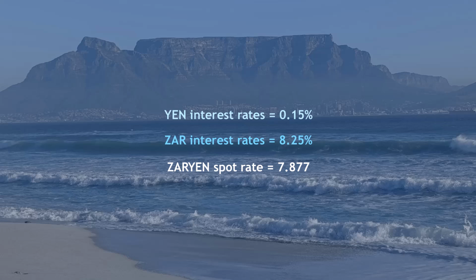Suppose that the following 12-month rates are observed in the market. In the following calculations, an actual day basis will be assumed. Yen interest rates will be 0.15%, 15 basis points. South African rates will be 8.25%, and the spot exchange rate between South African rand and Japanese yen will be 1 rand equals 7.877 yen. For clarification purposes, I have assumed that the rand is the base currency, and so the quote represents the amount of yen per rand.